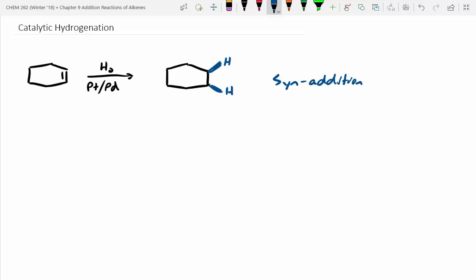This is really useful for changing an alkene into an alkane. In fact, this will even work with alkynes. You can take an alkyne, which is a triple bond, and reduce it all the way to an alkane as well, and we'll see that next chapter. Some of you are probably familiar with this reaction in your kitchen. So I'll draw a molecule out here. They're both wedges for the hydrogen, showing that they're both syn to one another.